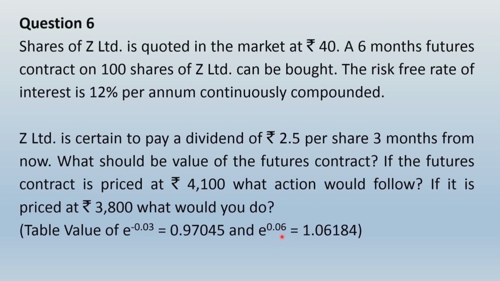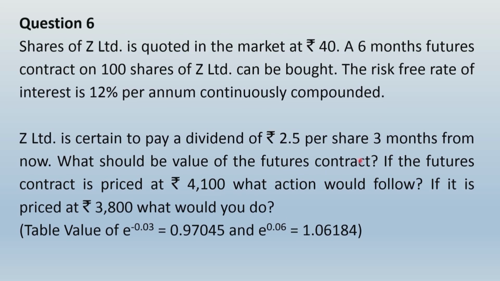So friends, let us first understand the whole scenario. We have been informed that the company is certain to pay a dividend after 3 months. That means this is purely a situation 2 question, where a definite amount of dividend will be received after a definite point of time.